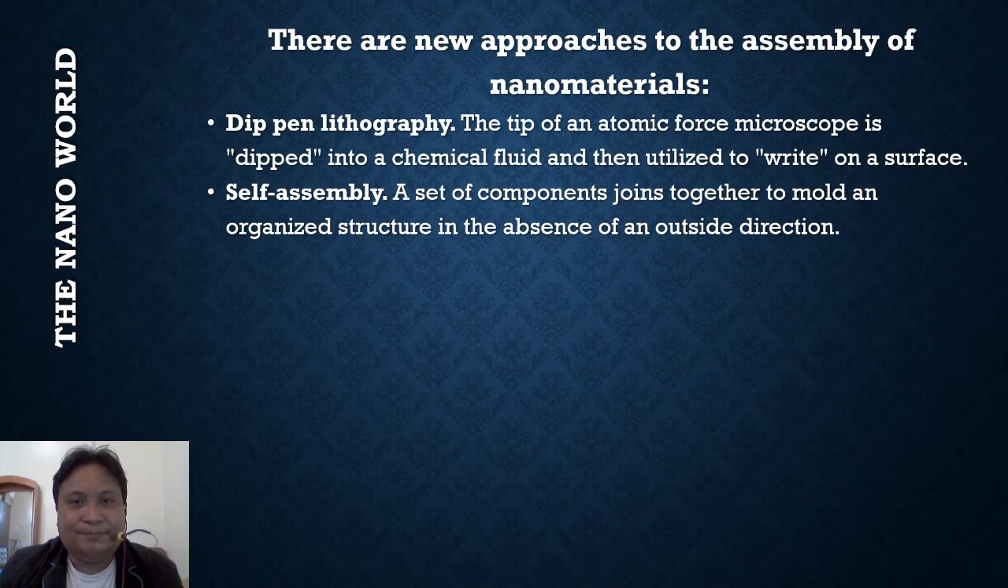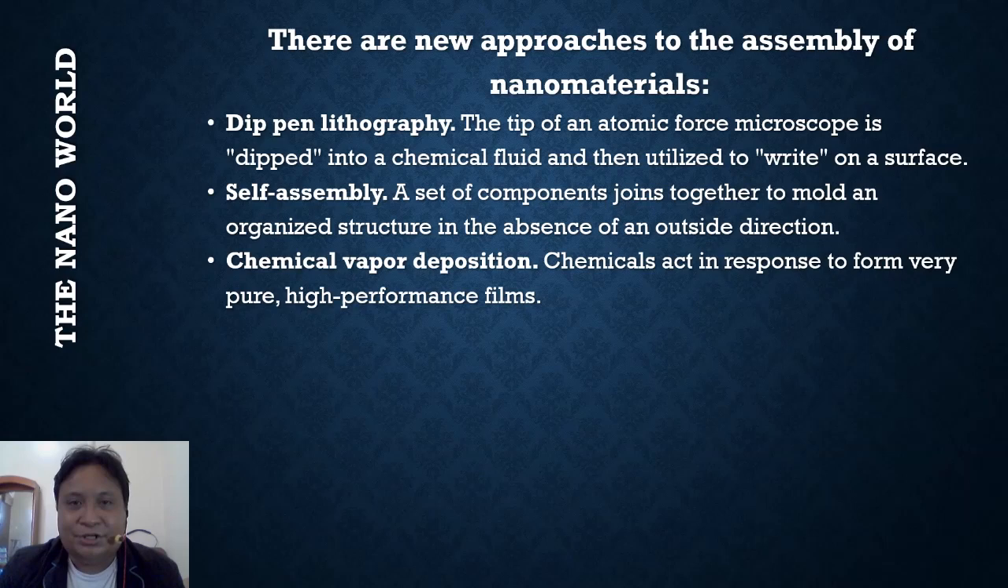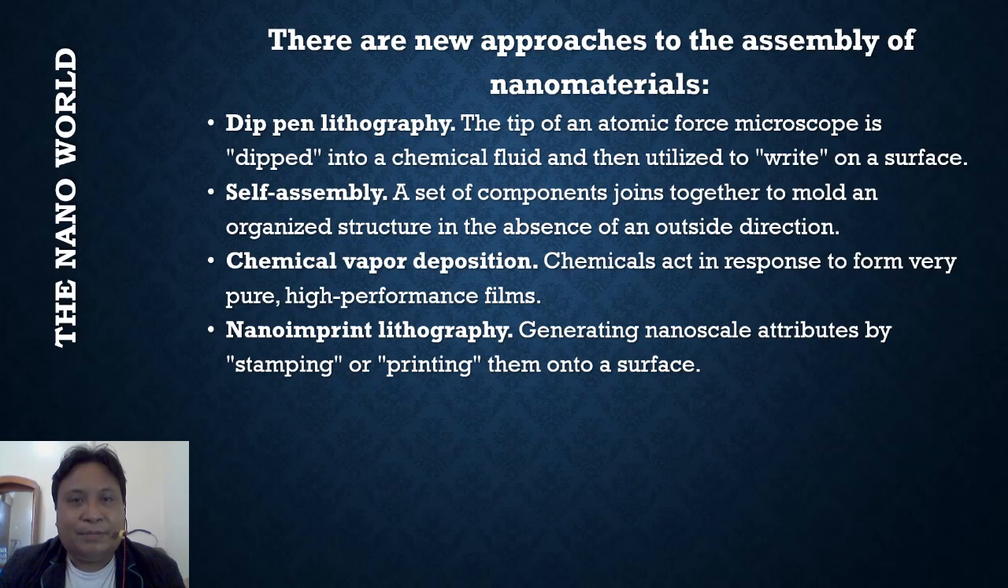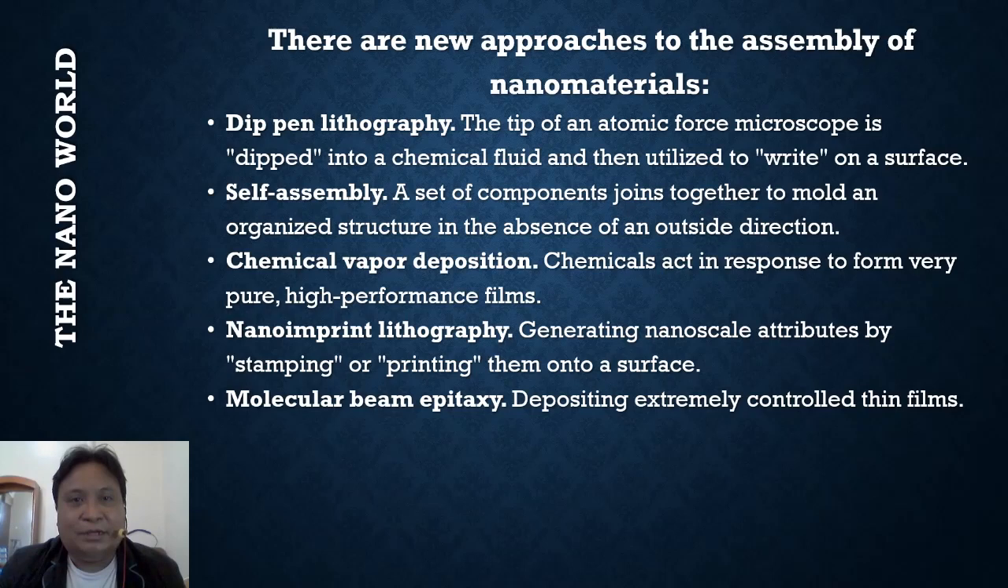The other one here is chemical vapor deposition. Chemicals react to form very pure, high-performance films. The next one is nanoimprint lithography, generating nanoscale features by stamping or printing them onto the surface. The next one is molecular beam epitaxy, depositing extremely controlled thin films.